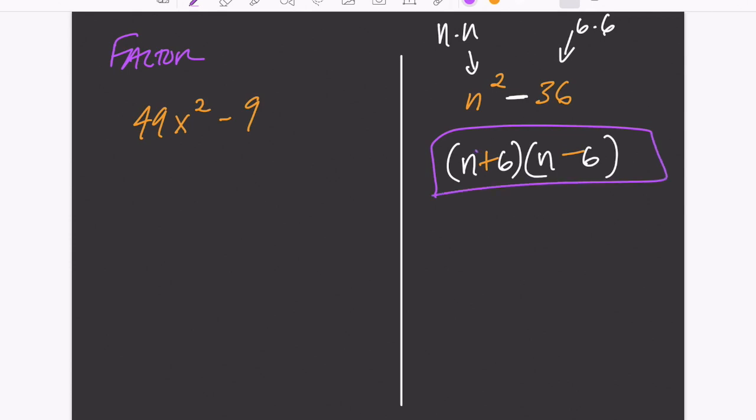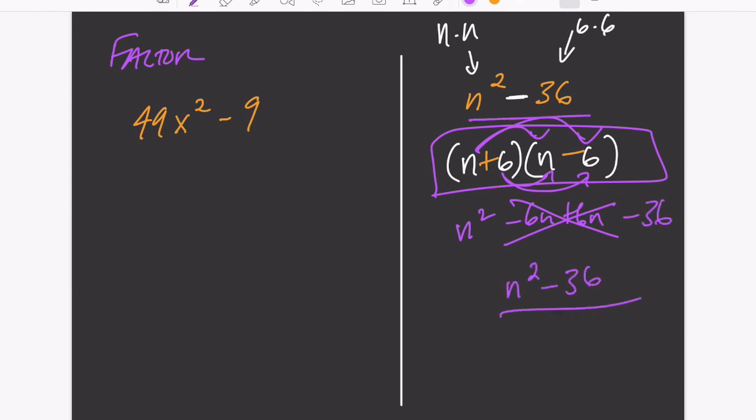And if I want to check, I just go n times n is n squared. n times negative 6 is minus 6n. 6 times n is plus 6n. And right away, they cross out. And then 6 times negative 6 is minus 36. And sure enough, we get exactly what we started with, which means we must have factored it correctly.